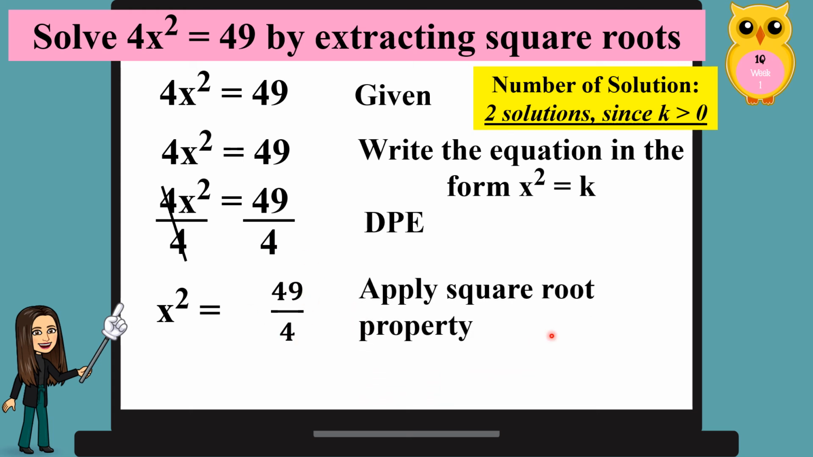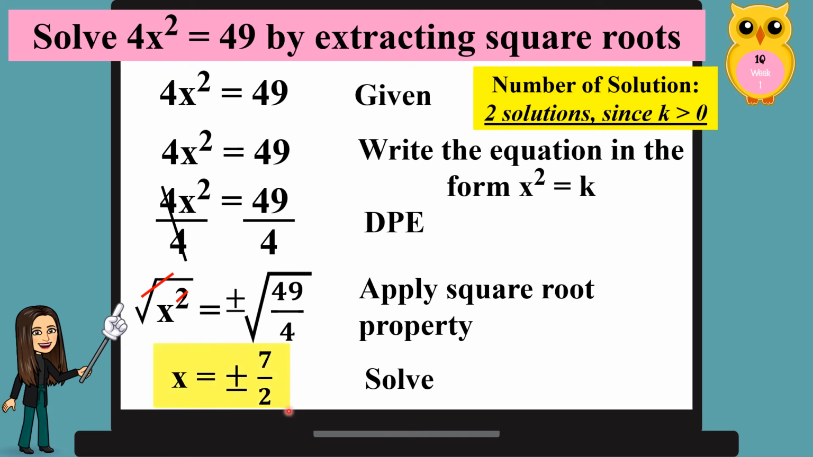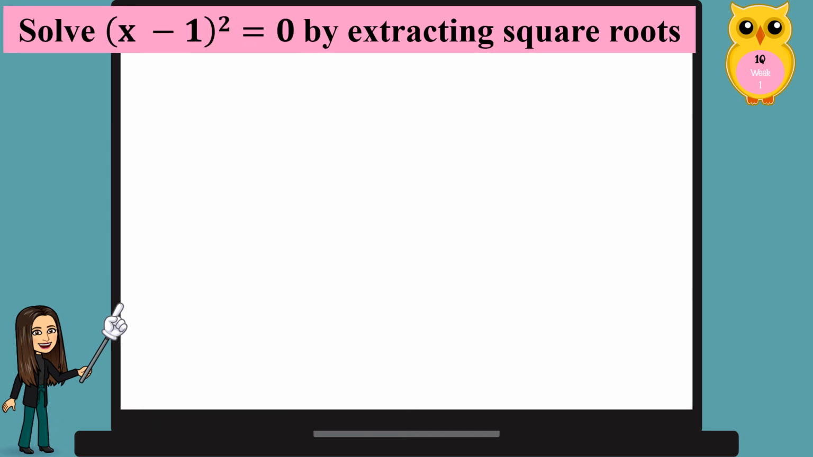Then, saka po tayo mag-a-apply dito ng square root property. So, putting the radical sign to both sides of our equation. Ito na po yung magiging itsura ng ating equation. Simplify them or let us solve. So, you have here x is equal to positive negative 7 over 2, since the square root of 49 is 7 and the square root of 4 is positive 2. So that is the 2 solutions of the given quadratic equation.